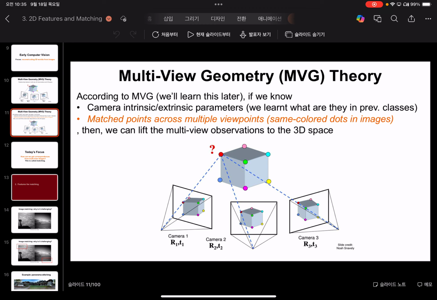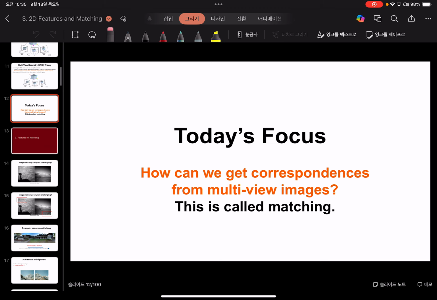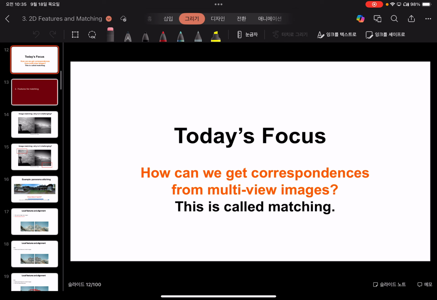And then the matching. For the matching, we need to find consistent points from multiple images, and then we need to lift them into 3D space, where consistent means same color dots in images. And we learned how we can get correspondences from multiple images, and this is called matching in the previous class.